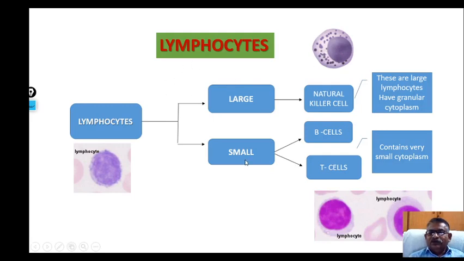Then the small lymphocytes, with small cytoplasm, are differentiated into B cells and T cells. B cells are responsible for the antibody mediated immune response because they get transformed into plasma cells, whereas T cells differentiate into T helper cells, T cytotoxic cells, T suppressor cells, and so forth. In this way, lymphocytes are important as far as the immune response is concerned.